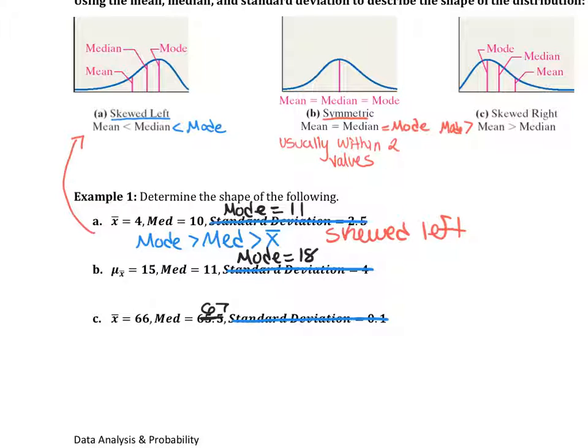Okay, and then letter B, we have our mode, which is larger than the mean, which is larger than the median. So here the median is our smallest value, and the mean is in the middle. That is our third option up there where we're skewed right.